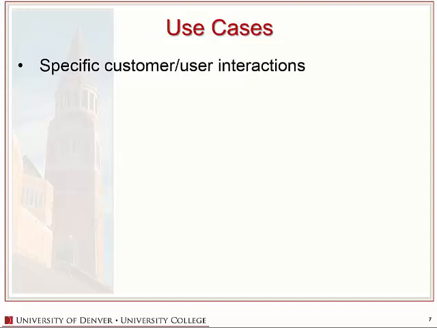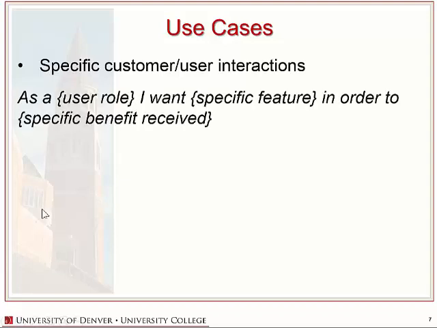And this will be the longest and most detailed section of your business requirements document. Here you want to identify specific user interactions. And we are going to borrow a technique from the Agile methodology, and we're going to start each use case description with a simple sentence. And that sentence will take the following format. As a, and you would want to insert the user role, I want, and here you would insert a specific feature, in order to, and here you would identify the specific benefit that the user received.